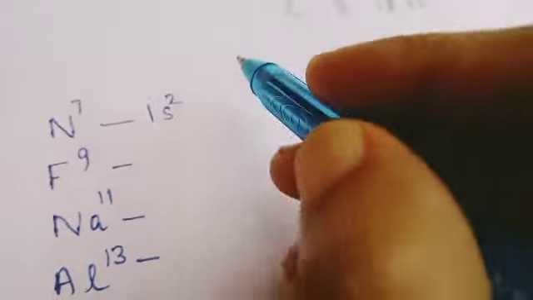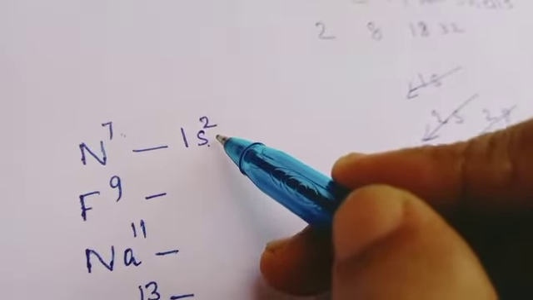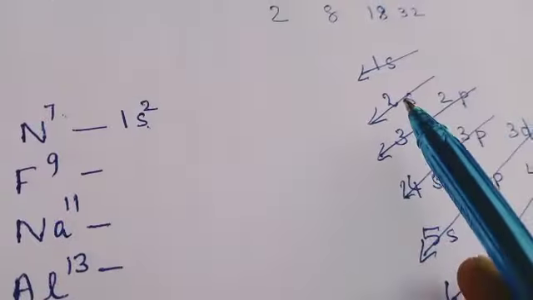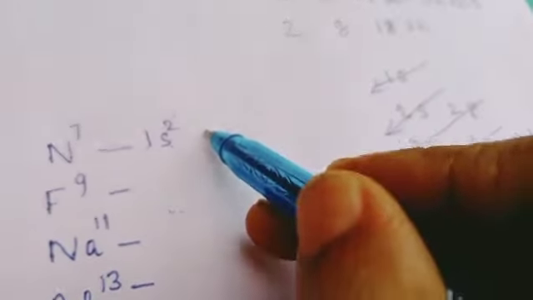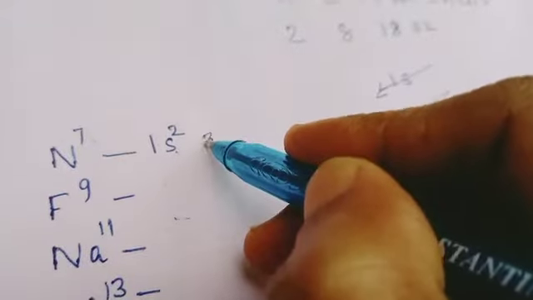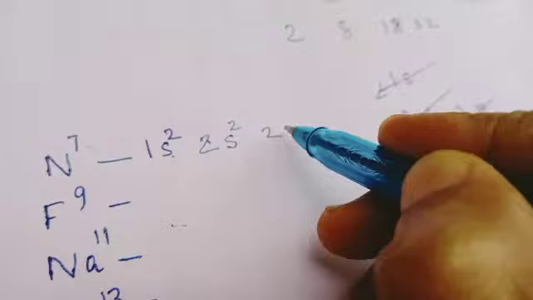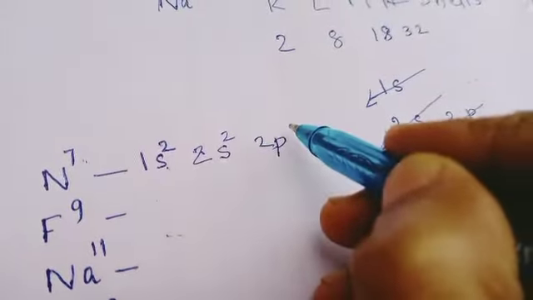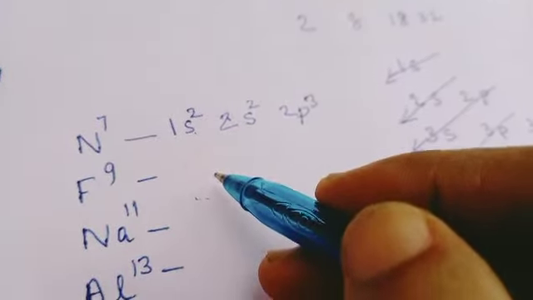Then 1s2, since the s shell accommodates a maximum of 2 electrons. Then next is 2s2 2p. After 1s2 and 2s2, that is 4 electrons, the remaining 3 we write in 2p. The p subshell can contain a maximum of 6 electrons.